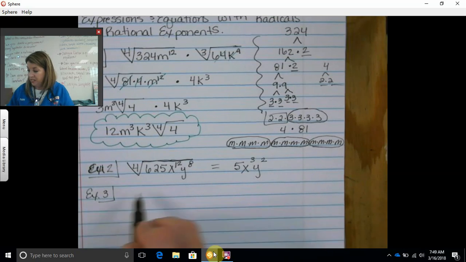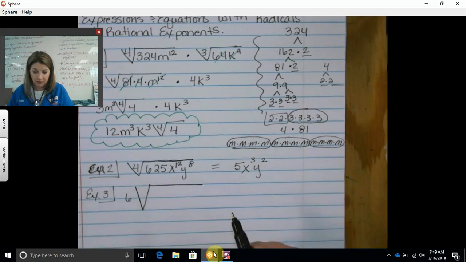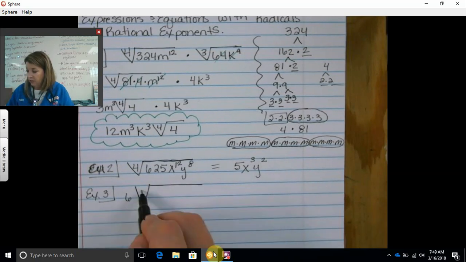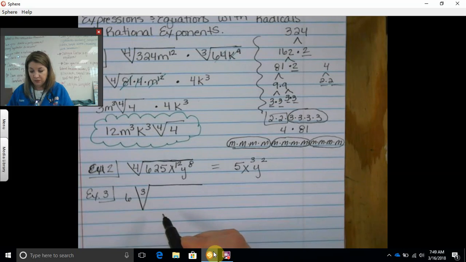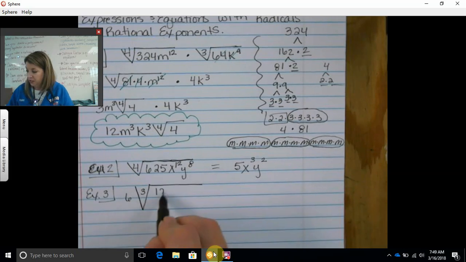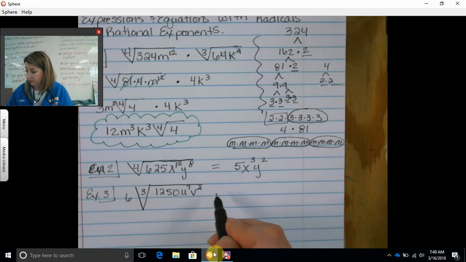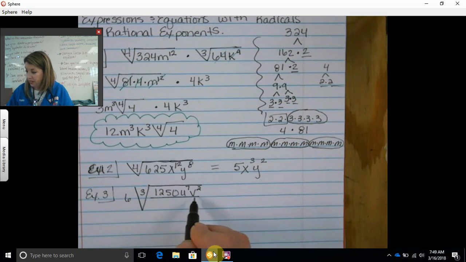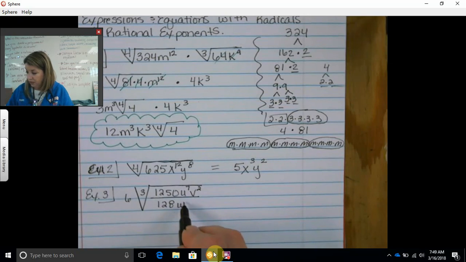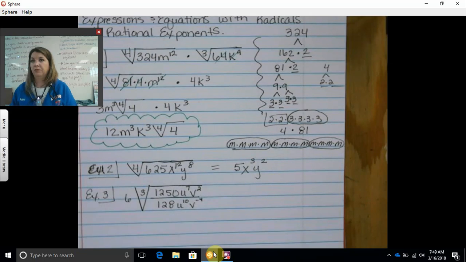All right, I have 6 times, and this radical I'm going to make on 2 lines because it's a fraction. The cubed root, the numerator is 1,250 u to the 7th v squared divided by the quantity of 128 u to the 10th v to the negative 4. What is this?